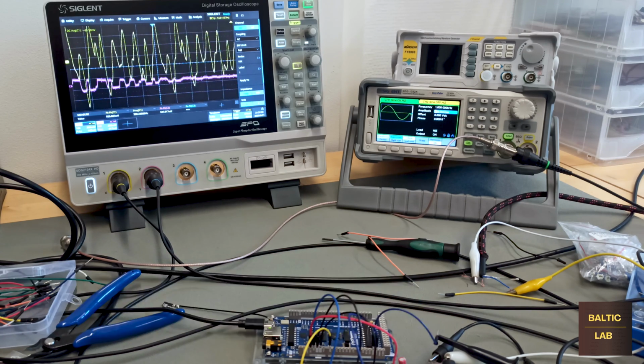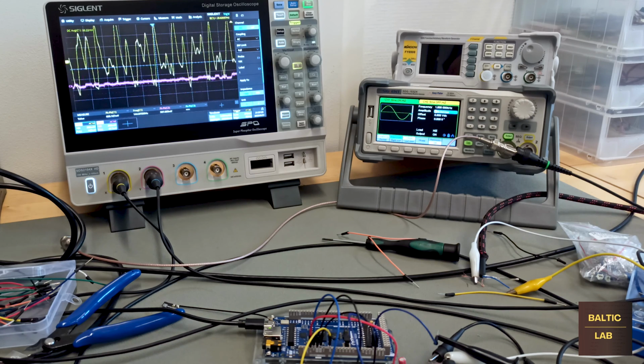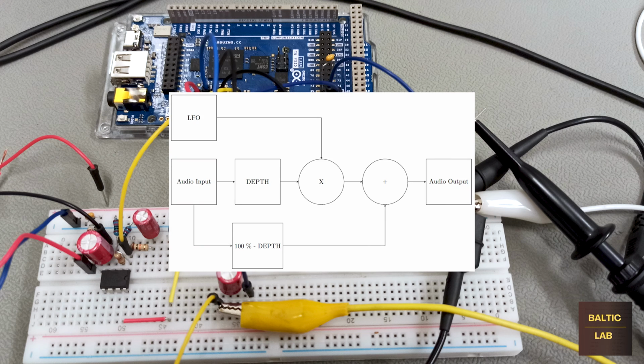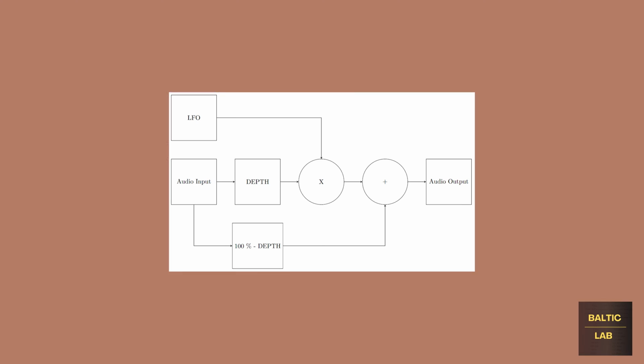What you just heard was a tremolo effect stacked on top of a hard diode clipping distortion effect that I showed in my previous video, both completely implemented in software on the Arduino Giga R1. The tremolo effect is a very simple effect that basically shapes the incoming audio's envelope by another waveform that's generated by a low frequency oscillator, shown in the top left corner of this block diagram.